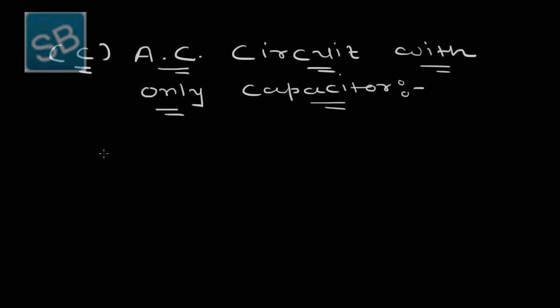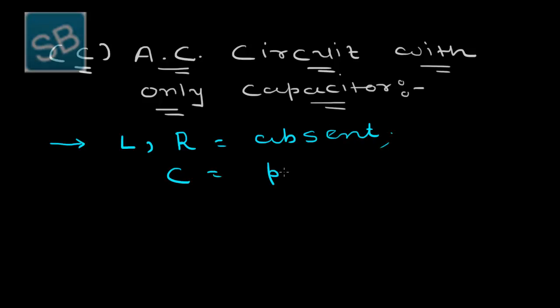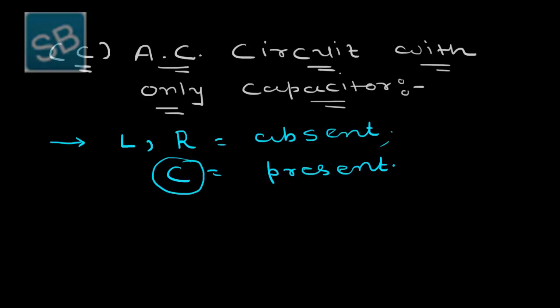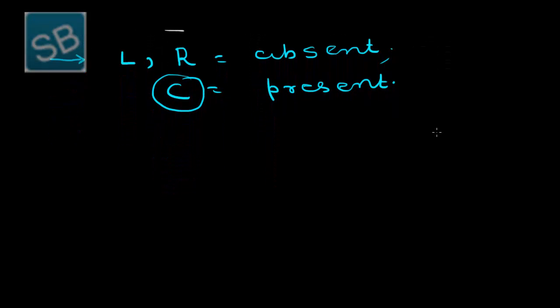Let's move to the third case of AC circuit, that is now with only a capacitor. So obviously here the inductor and the resistance will be absent, whereas the capacitor will be present, and the impedance will now depend only on the value of the capacitance.